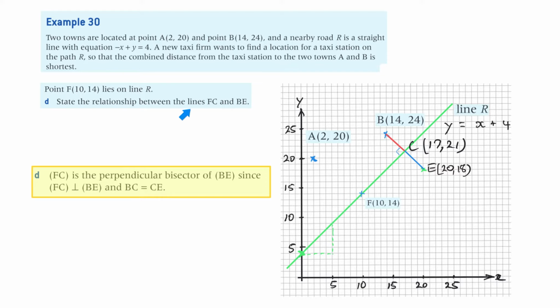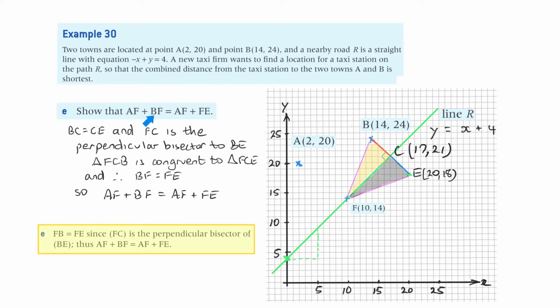D, state the relationship between the lines FC and BE. So we're looking at the relationship between FC and BE, where we can see that FC is perpendicular to BE, and not just perpendicular, but it's a bisector, which means that it cuts right in the middle between B and E at the midpoint. And this is from the textbook here. FC is the perpendicular bisector of BE since FC is perpendicular to BE and BC equals CE.